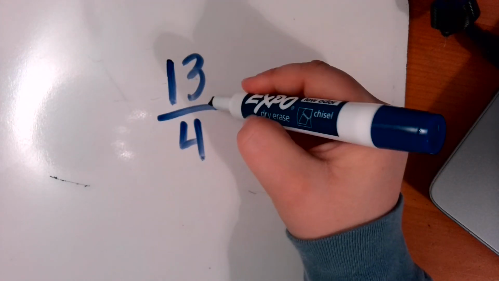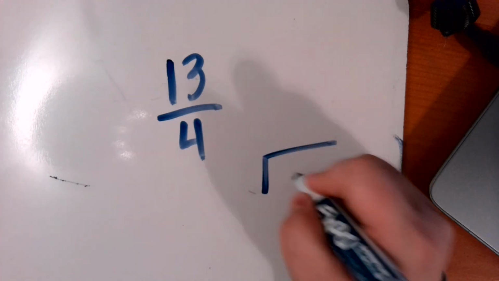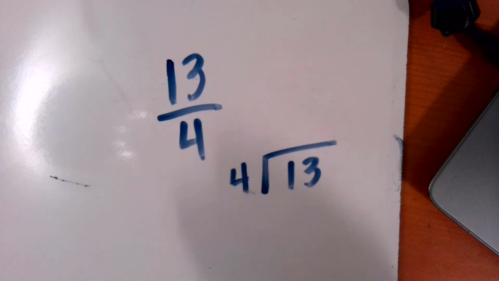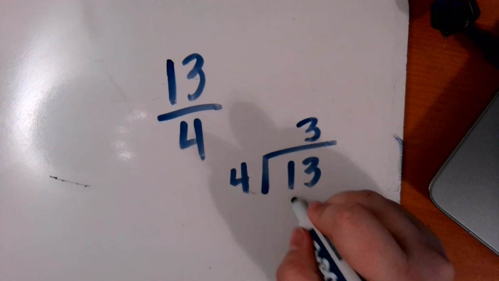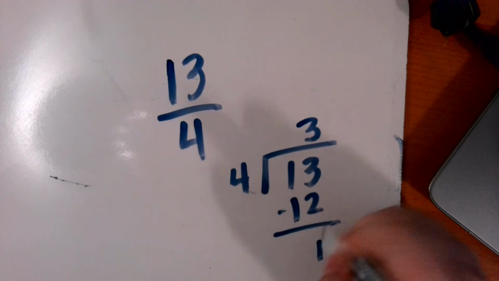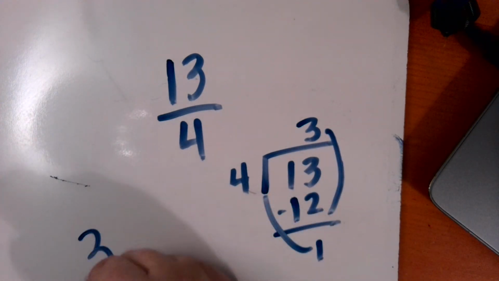Okay, one more example that does have a remainder. 13/4. 13 divided by 4. 4, 8, 12. Can only go in 3 times. 4 times 3 is 12. I subtract and I'm left with 1, and that is 3 and 1/4.